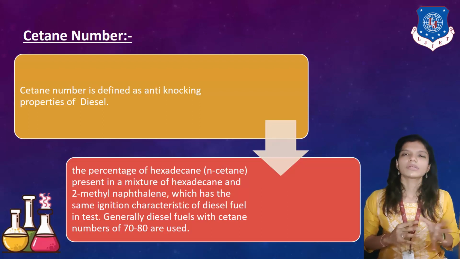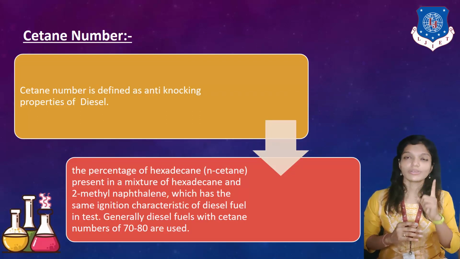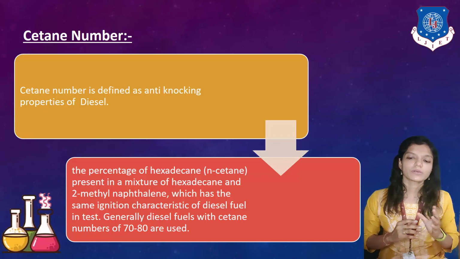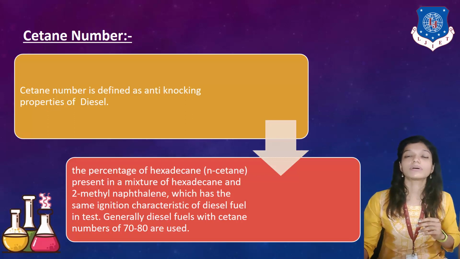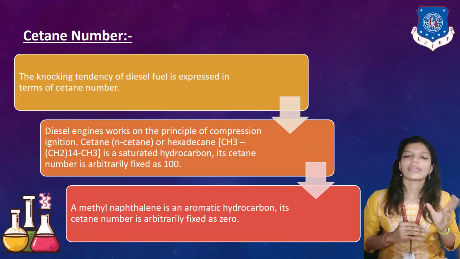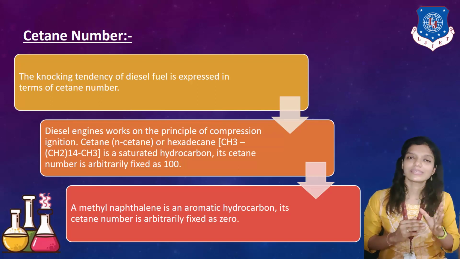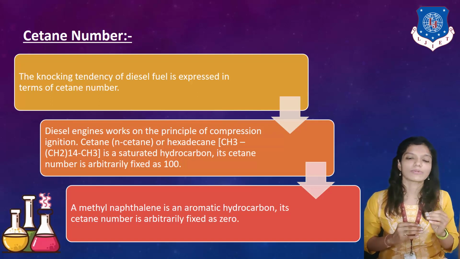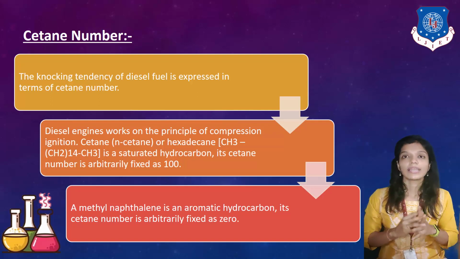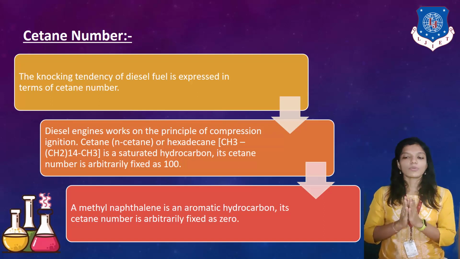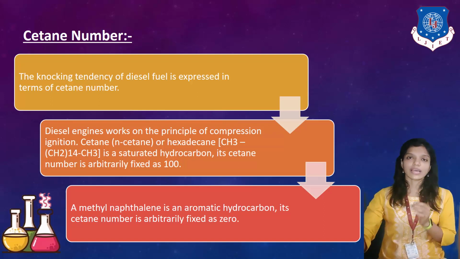Next is cetane number. Cetane number is defined as the anti-knocking property of diesel. Make sure this is the anti-knocking property of a diesel. It is the percentage of hexadecane, that is N-cetane, present in a mixture of hexadecane and 2-methyl naphthalene, which has the same ignition characteristic as the diesel fuel under test. Generally, diesel fuels with cetane number 70 to 80 are widely used in diesel engines, because diesel engines work on the principle of compression and ignition. Cetane or hexadecane is a saturated hydrocarbon and its cetane number is arbitrarily fixed as 100. Methyl naphthalene is an aromatic hydrocarbon and its cetane number is arbitrarily fixed as 0.